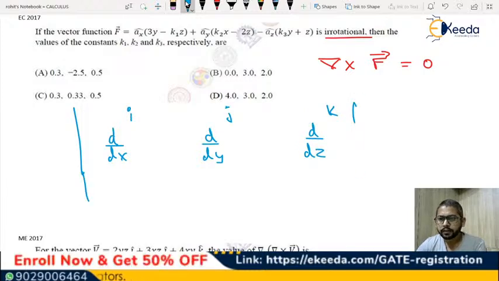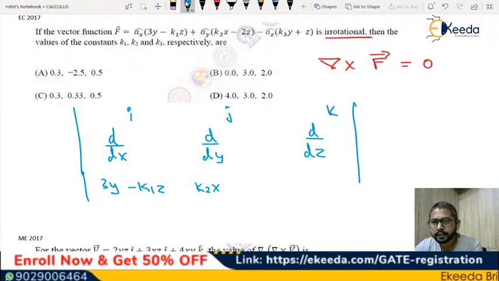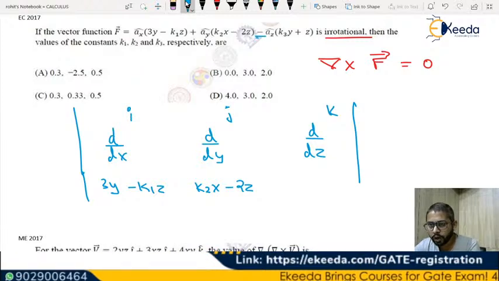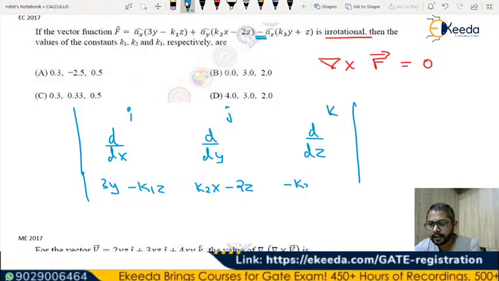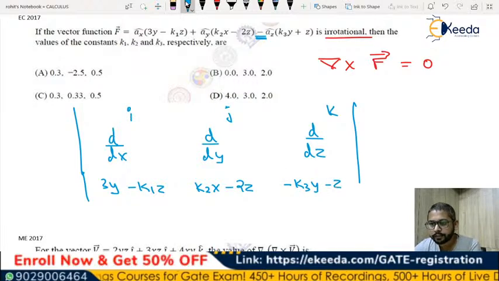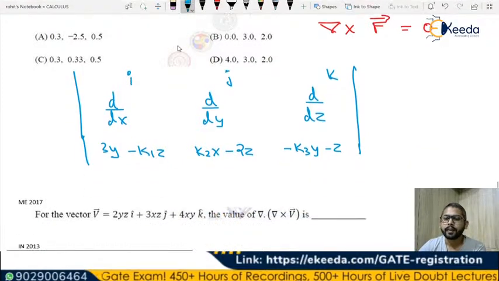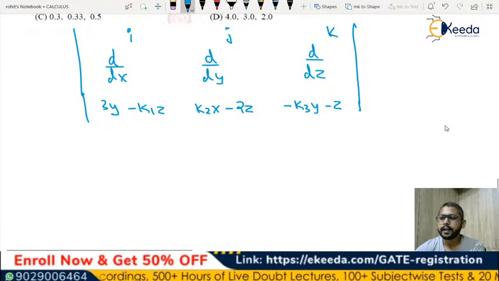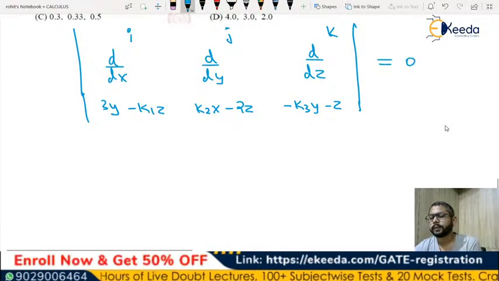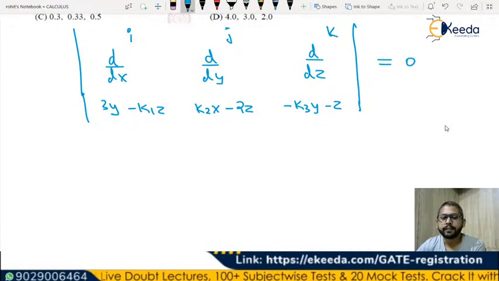The terms are, the first term is 3y minus k1z, second one is k2x minus 2z, and third one is, since do you see there is a minus outside, so use this minus here. So this is minus k3y minus z. That's it. Now you equate this to 0. Writing it here, this should be 0. So let's write the first term i.